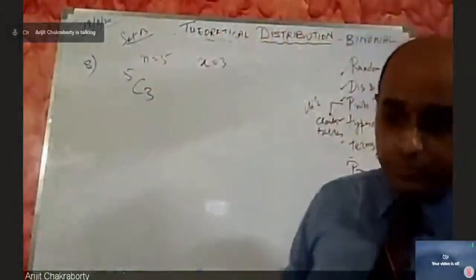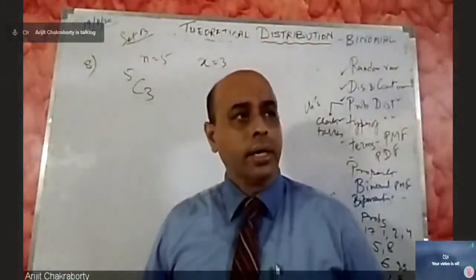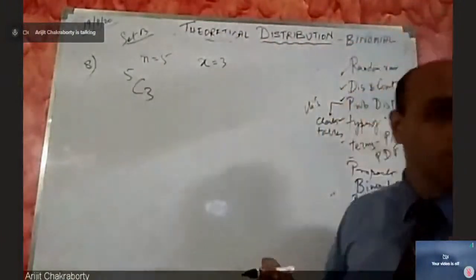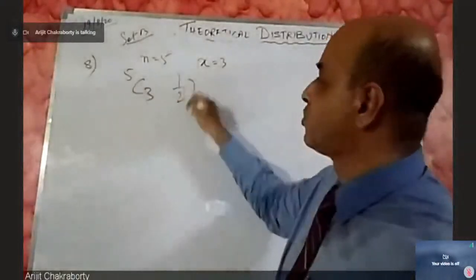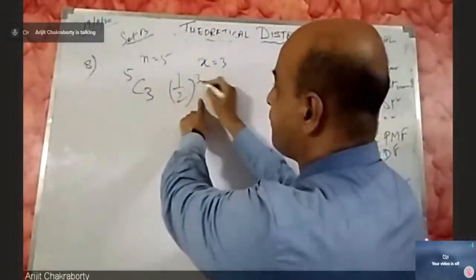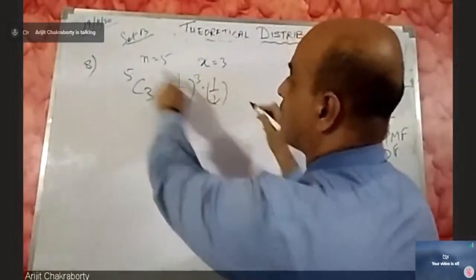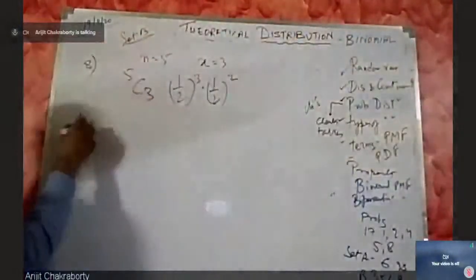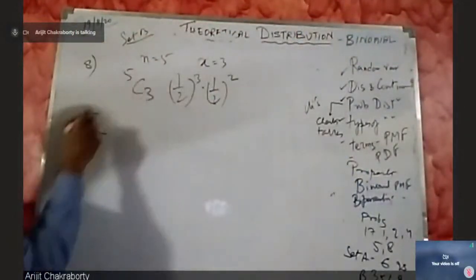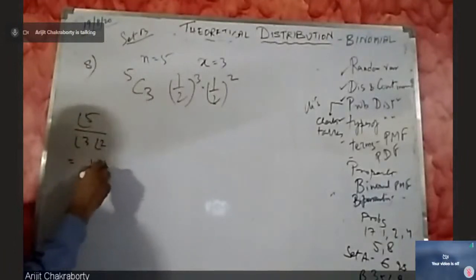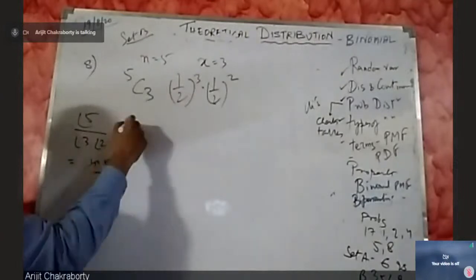Now the question is correct guess. Correct guess means that the probability will be half, right? So therefore 5C3, half to the power 3 for correct guesses, into half to the power 5 minus 3, that is 2. So let's calculate 5C3, 3 and 2. Okay, so 4 into 5 by 2, so it comes to 10.